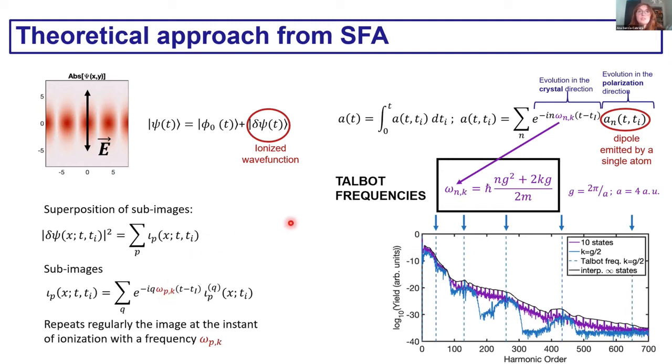The harmonic emission is described by the real part of the dipole acceleration matrix element. The total dipole acceleration is the integral of the contributions of the electrons ionized at different instants of time. In our case, each contribution to acceleration has one part corresponding to the evolution in the crystal direction, where the Talbot effect appears, and another one corresponding to the evolution in the polarization direction, which is similar to the contribution for a single atom. Every contribution is oscillating with frequencies that only depend on the periodicity of the wave function. We call this the Talbot frequencies.